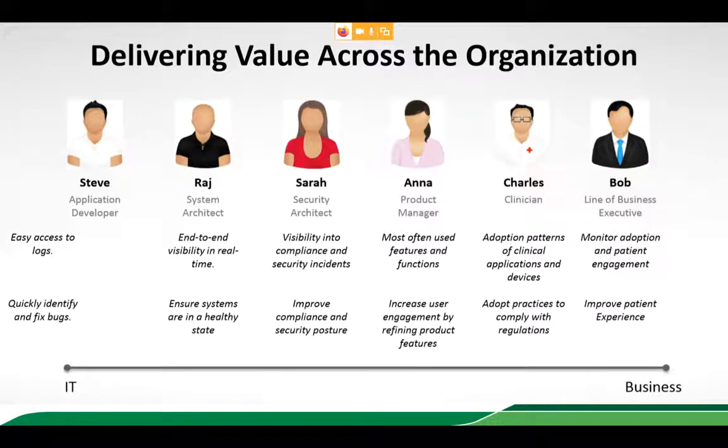From a system architect perspective, he needs end-to-end visibility in real time, to ensure systems are in a healthy state. So he would like to have key performance indicators, or health checks, of these services which are operational, right? Around security, if it goes to the security domain, a security architect would also always look for compliances with visibility.